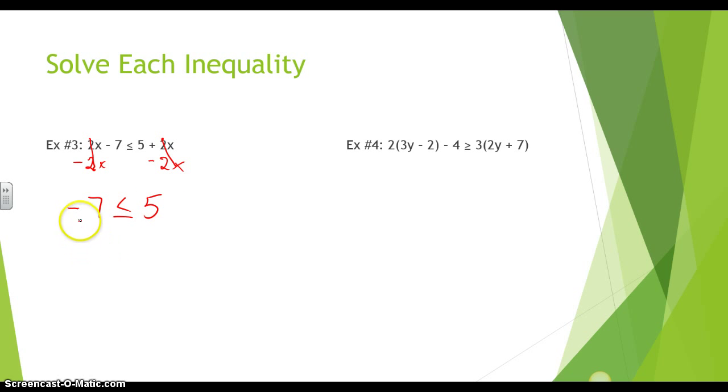Now, notice how we have negative 7 is less than or equal to 5. We have to think, is this a true inequality? Is negative 7 actually less than or equal to 5? Yes, that is true, because negative 7 is less than 5. So we're going to call this, since the variables cancel out and this is a true inequality, that negative 7 is less than 5, we are going to say all real numbers.